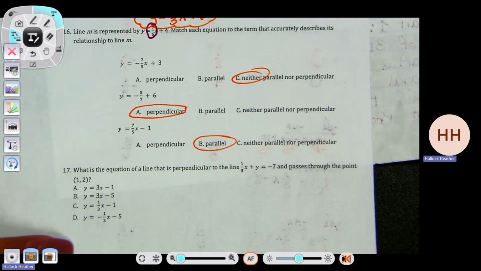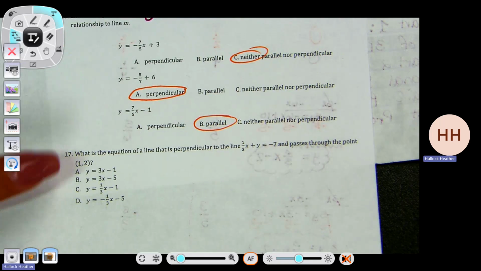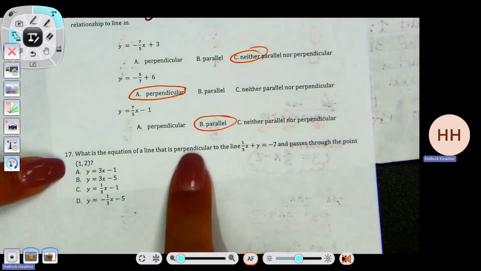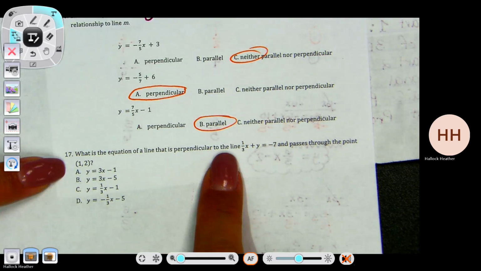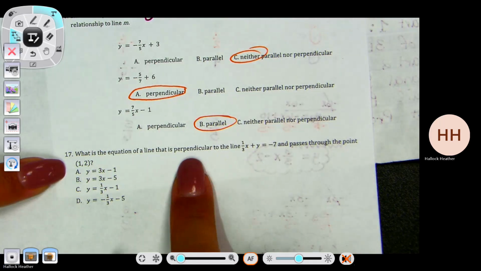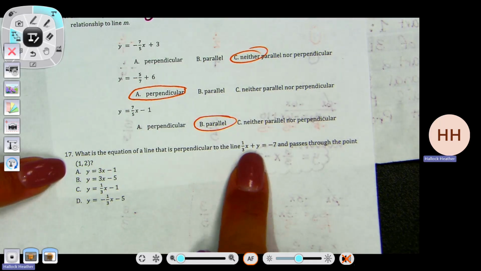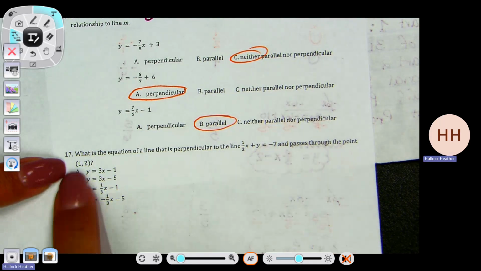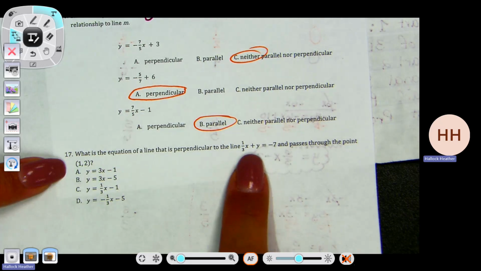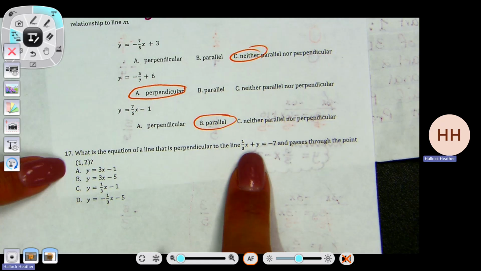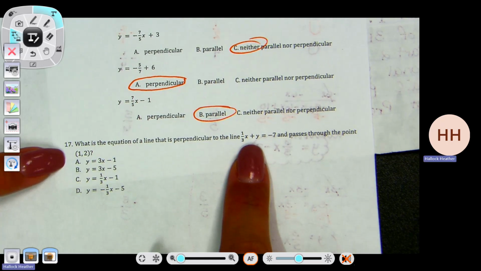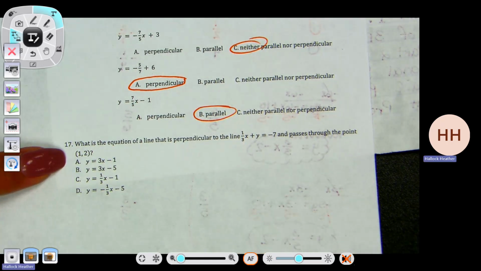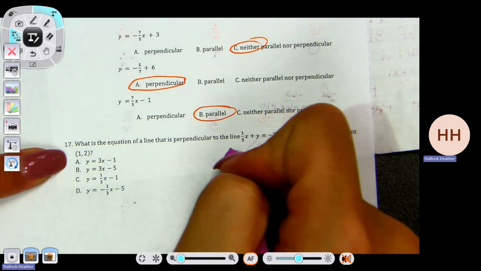Last problem we're doing is number 17. 17 says, what is the equation of a line that is perpendicular to 1/3 x plus y equals -7 and passes through the point (1, 2)? So this is in standard form. I have to rearrange it into slope intercept form. So what am I subtracting to both sides? 1/3. It's ugly, but yes, I'm subtracting 1/3 x to both sides.